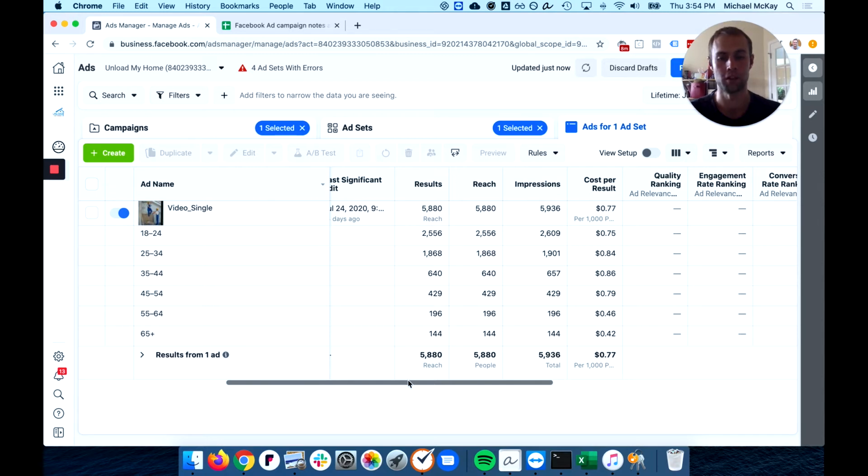But with Facebook's ad restrictions around housing and the special campaign categories, we're not able to pick an age range. So we kind of have to work around it this way.